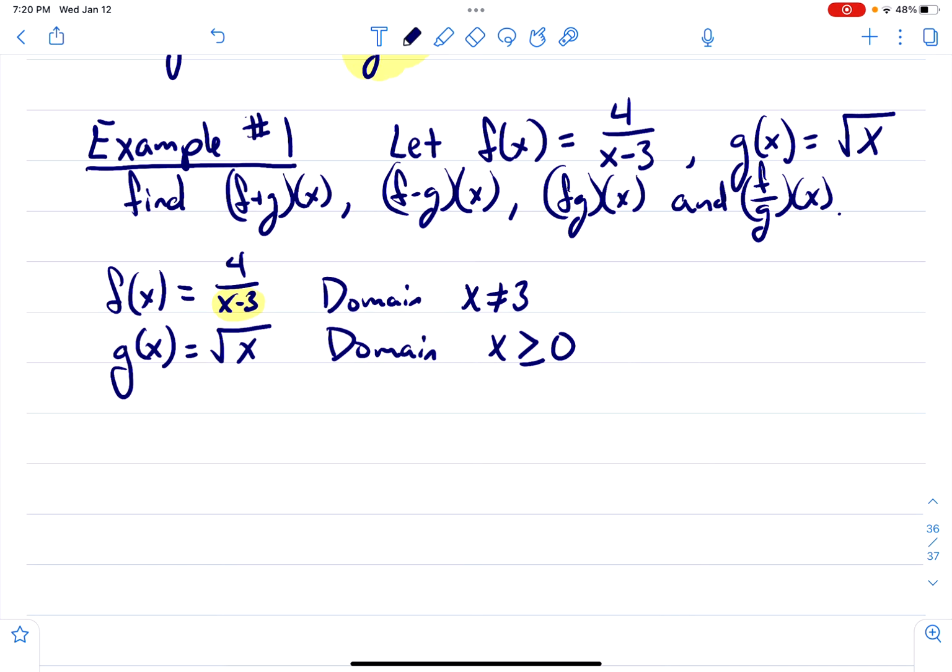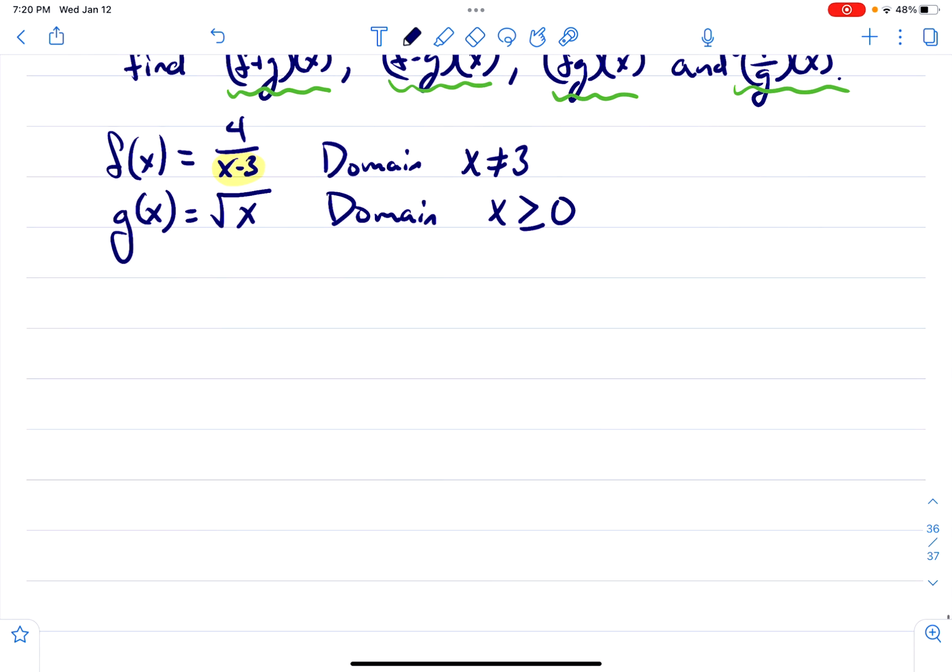All we did at this point is find the domain. We have not done the thing we need to do. We haven't found the sum and the difference and the product and the quotient. So we're going to do those things now. And that's not hard. It's not hard. Okay? Watch. You're going to laugh at how lamely simple this is.